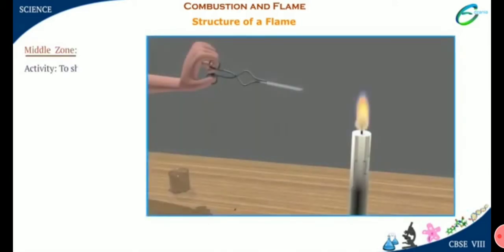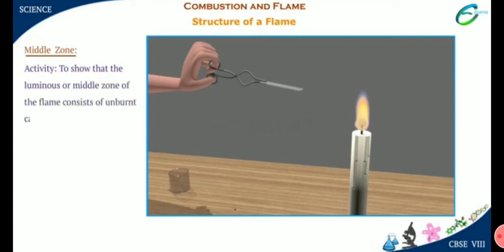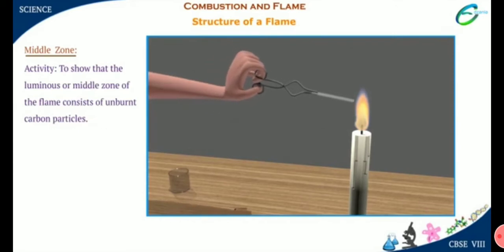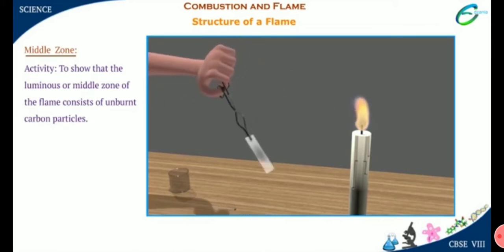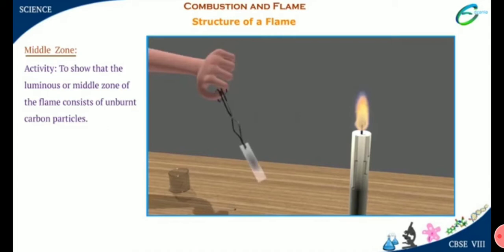Middle zone. Let us perform an activity to show that the luminous or middle zone of the flame consists of unburnt carbon particles. Take a lighted candle and place it on a table. Introduce a glass slide into the luminous zone of the flame with a pair of tongs. Hold the slide for about 10 seconds.